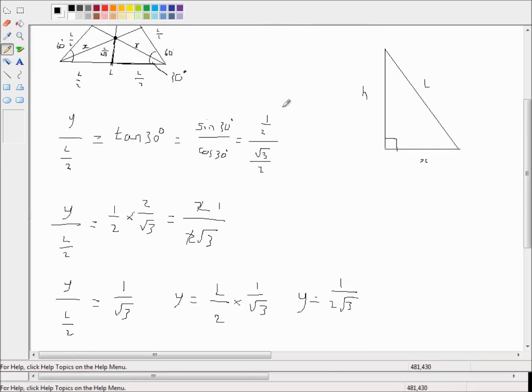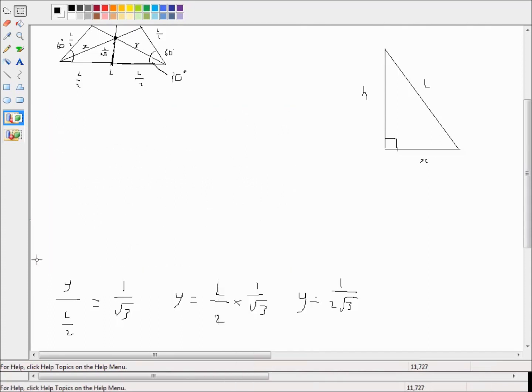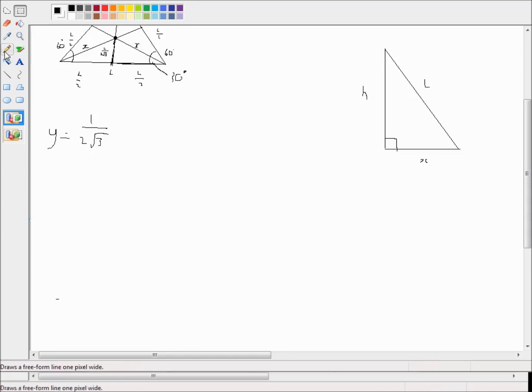Let's go back. So now that I've got my y, I'm going to get rid of these calculations because they're just taking up space. And that just creates some space for me. Alright, so I've got my opposite, I've got my adjacent, I can find my hypotenuse now. I can just use Pythagoras' theorem.